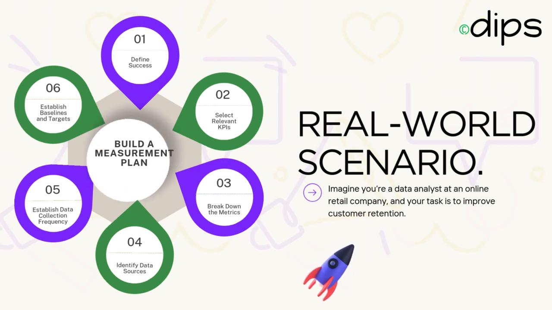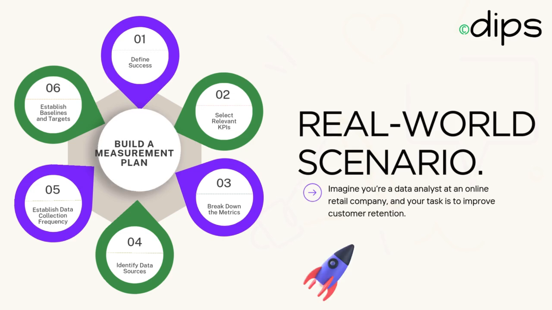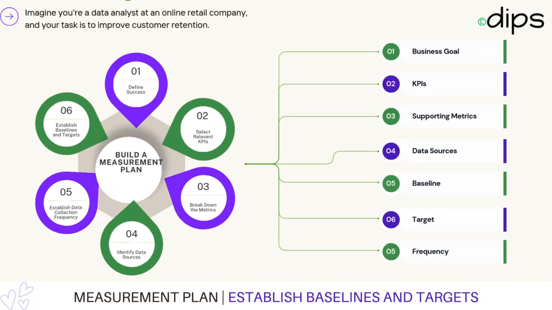Let's bring this to life with a real-world scenario. Imagine you're a data analyst at an online retail company, and your task is to improve customer retention. Business goal: reduce customer churn and increase repeat purchases. KPIs: track churn rate, average purchase frequency, and customer lifetime value. Supporting metrics: monitor customer feedback, product return rates, and delivery times.